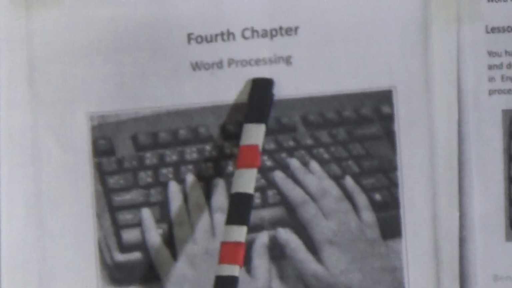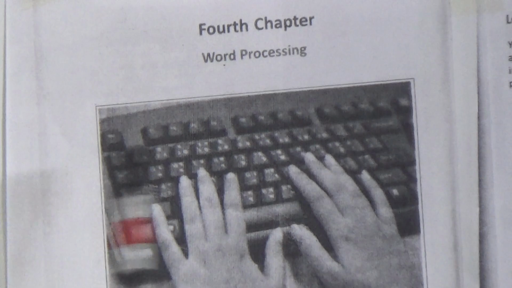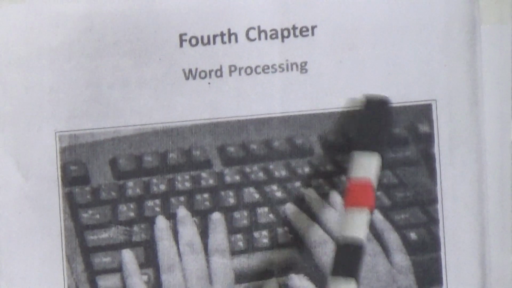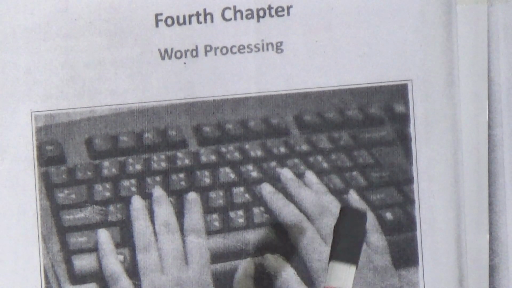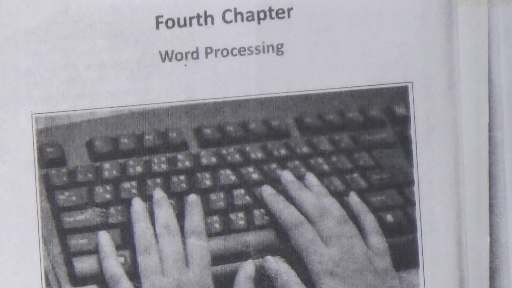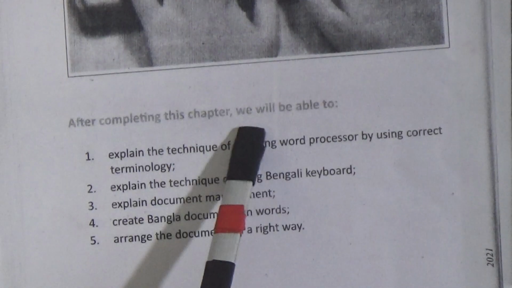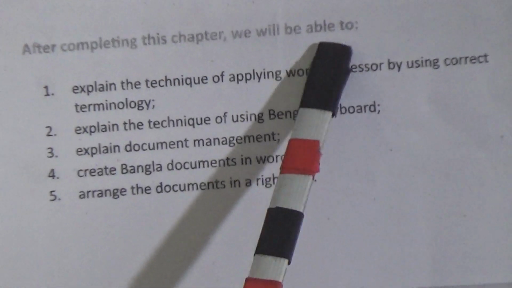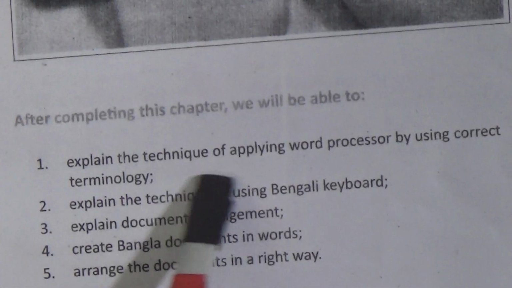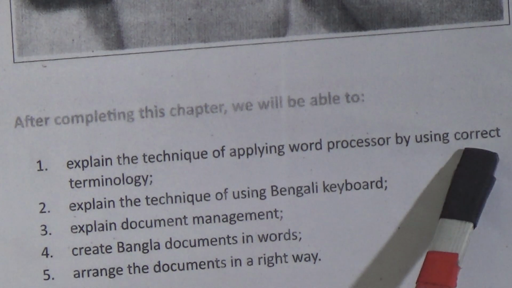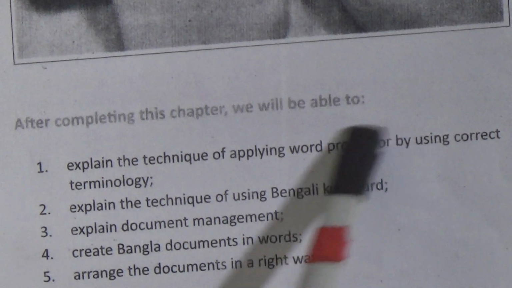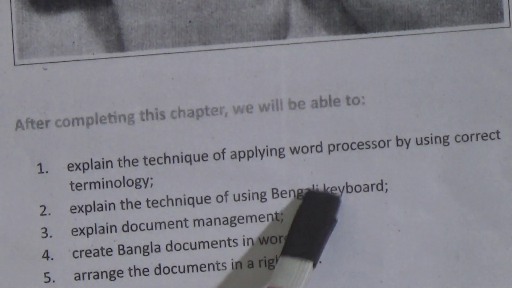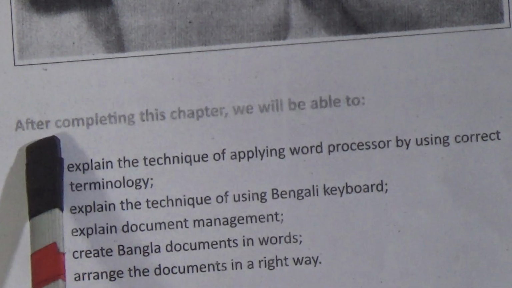Chapter 4 is Word Processing. So learners, do you know what word processing is? Word processing refers to the act of using a computer to create, save, edit and print documents. After completing this chapter we will be able to explain the technique of applying a word processor by using correct terminology, and explain the technique of using the Bengali keyboard. That is our today's learning outcome, and today we will complete 1 and 2.